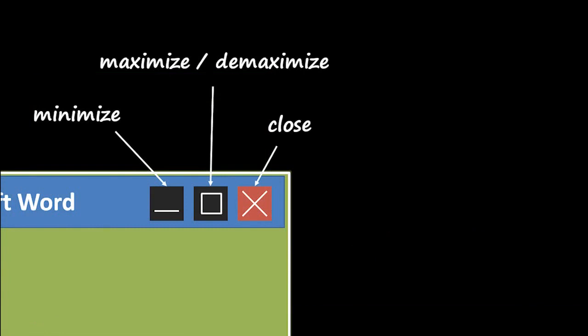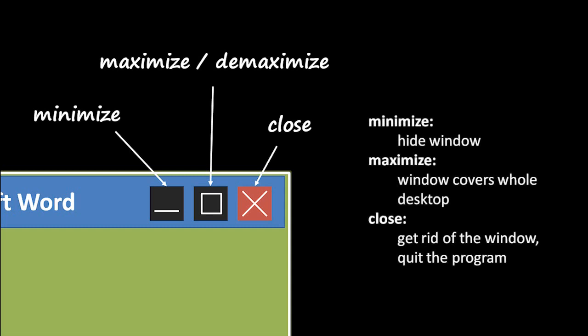In the top right of every program window, you should see these three buttons in this order. On the left, there's the minimize button, in the middle, there's the maximize, demaximize button, and on the right, there's a close button. The close button, not surprisingly, closes the window. It gets rid of the window and it exits the program and makes the program stop running. The maximize button puts the window into a special state where it covers the whole desktop area and it's on top of all the other windows.